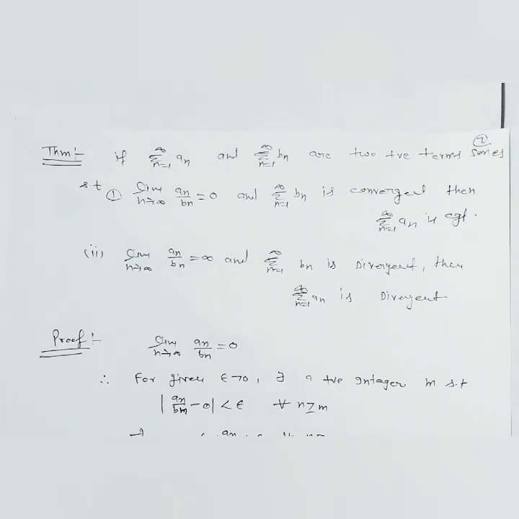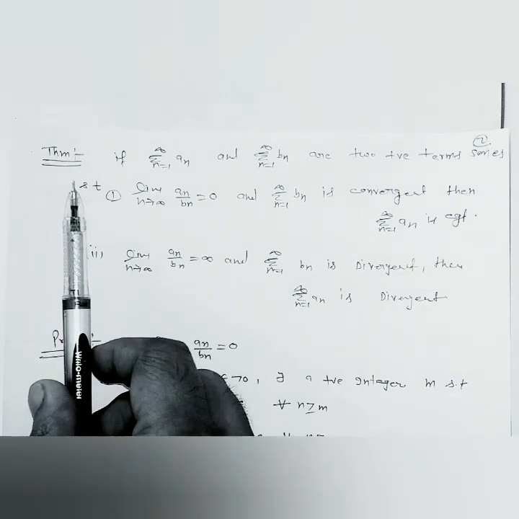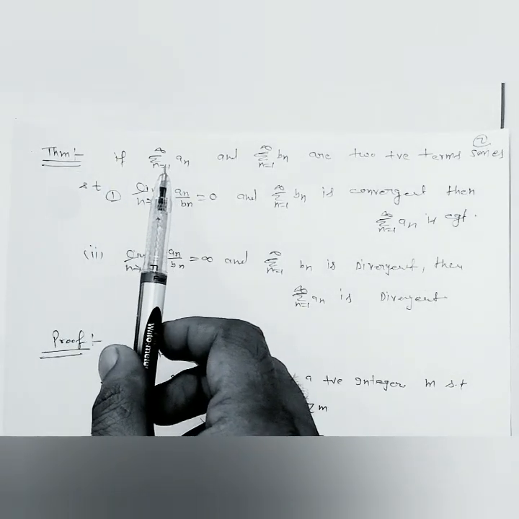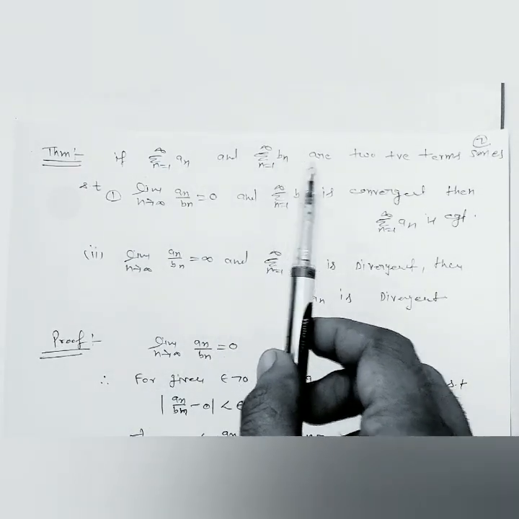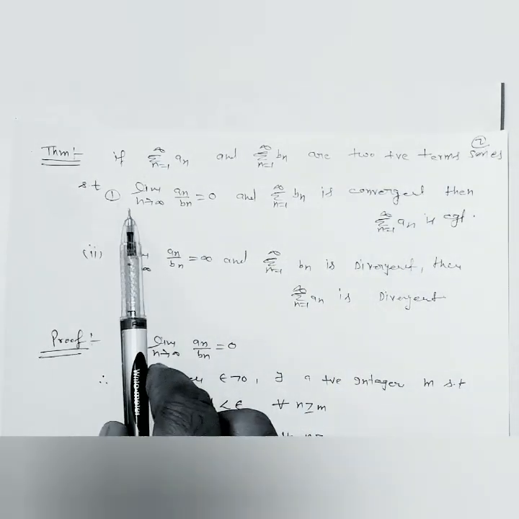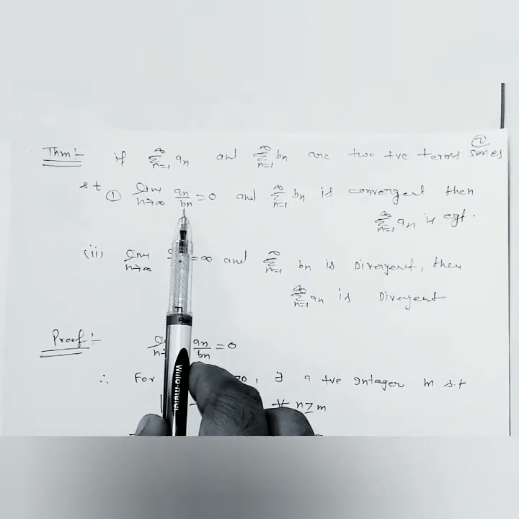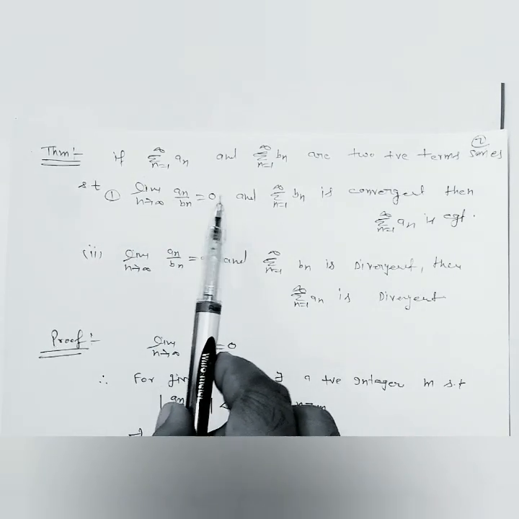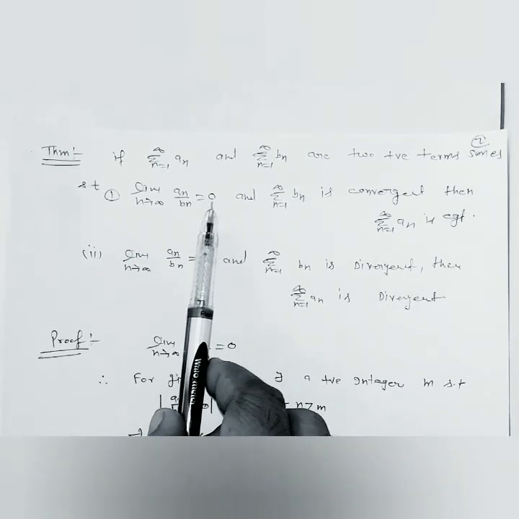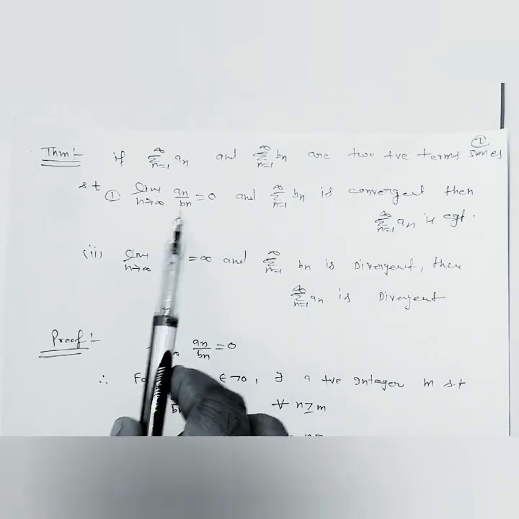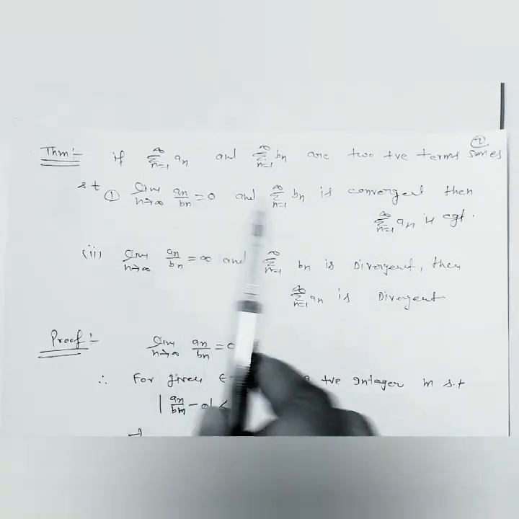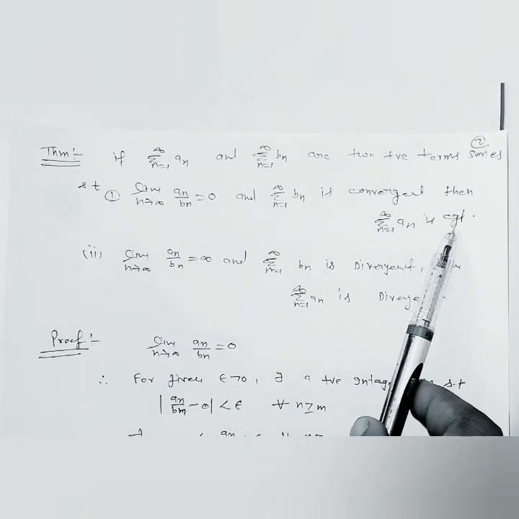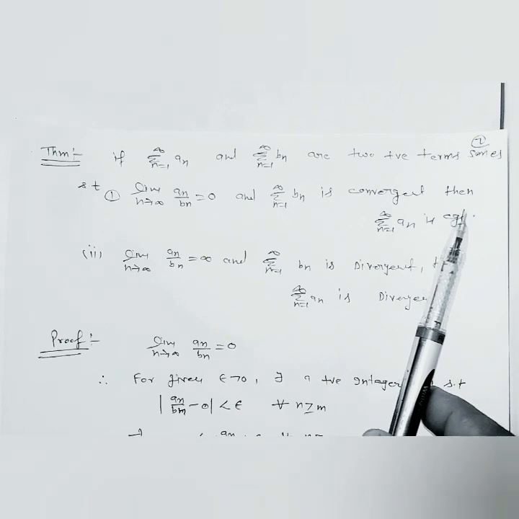Now we discuss the next theorem. If summation n is equal to 1 to infinity an and summation n is equal to 1 to infinity bn are two positive term series such that limit n goes to infinity an by bn is L, in that case when L is equal to 0, it depends on the nature of the series bn. If the series bn is convergent, then we can say about an that the series an will be convergent.